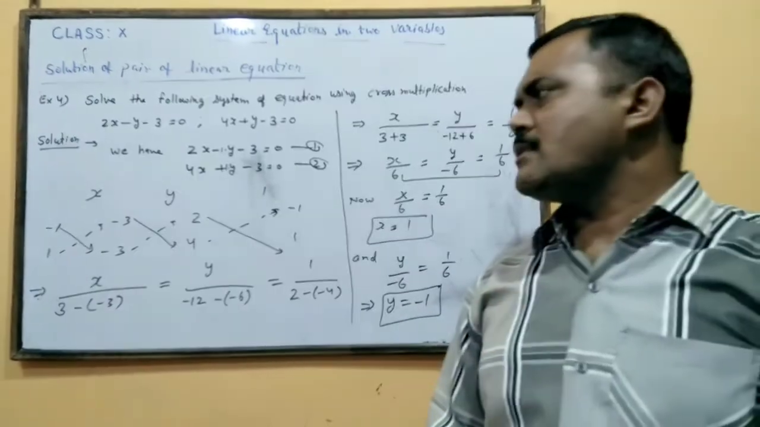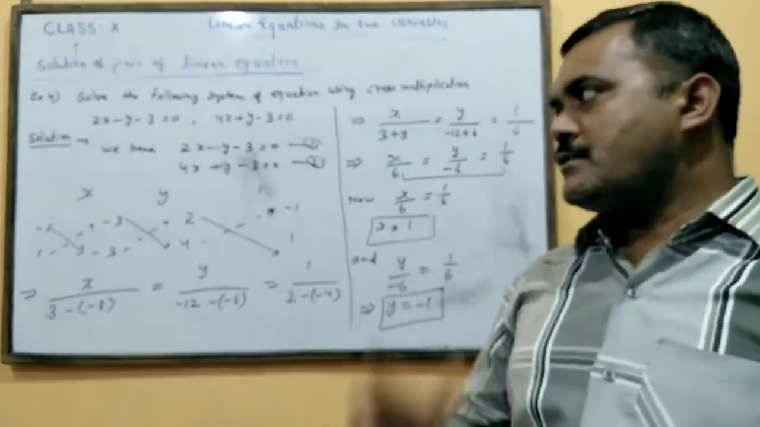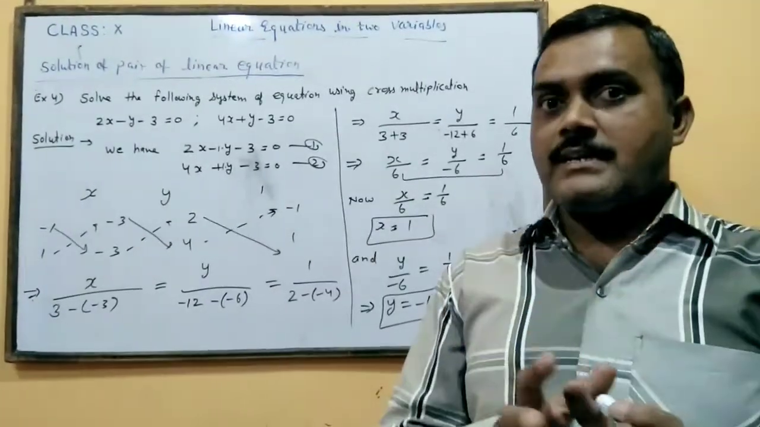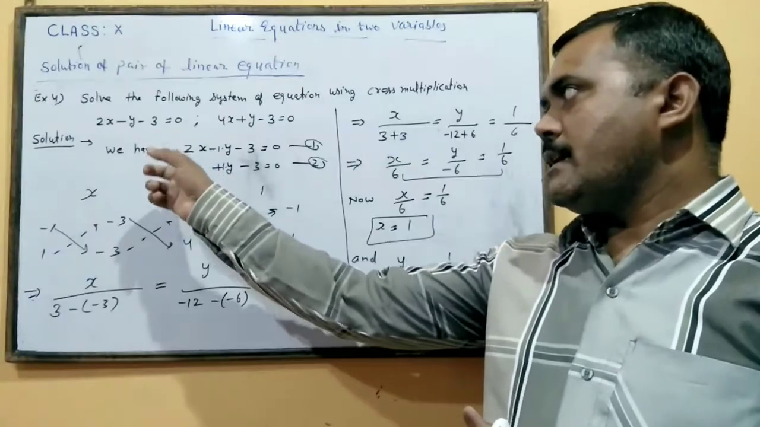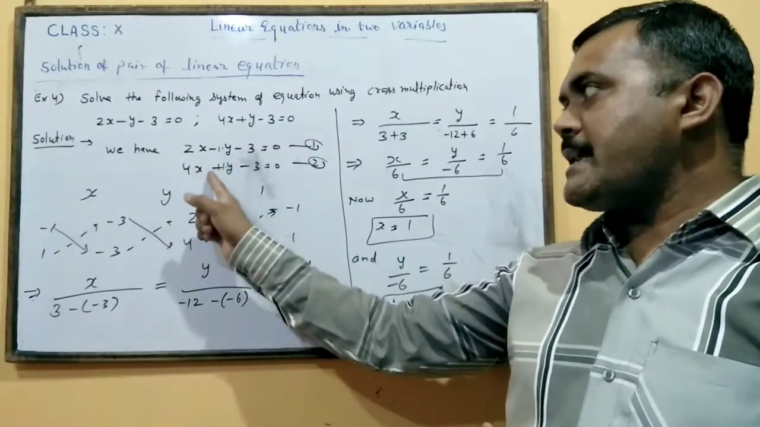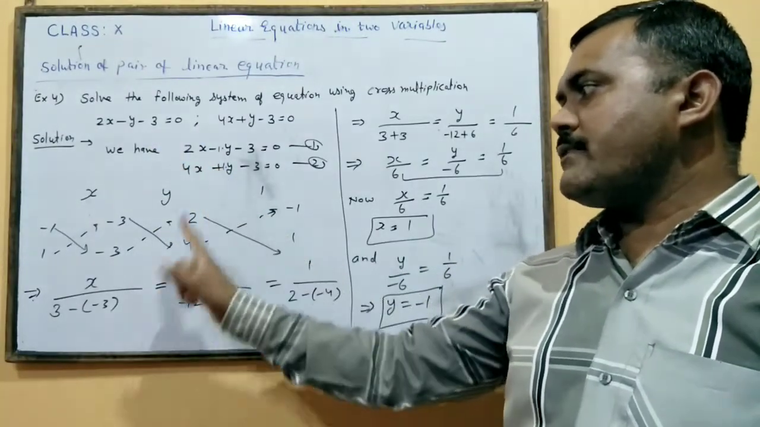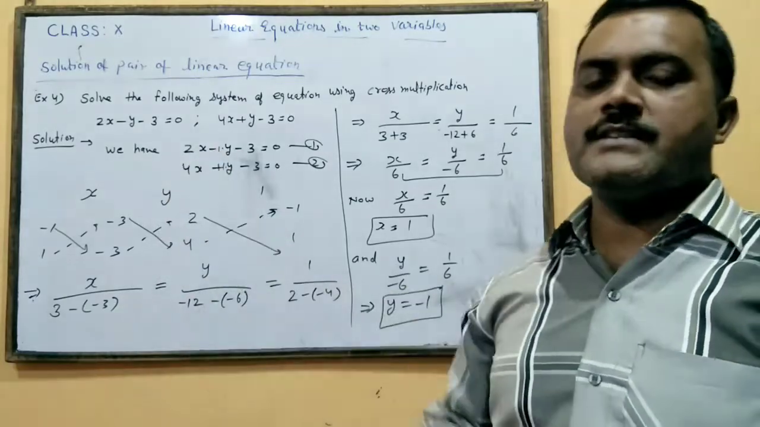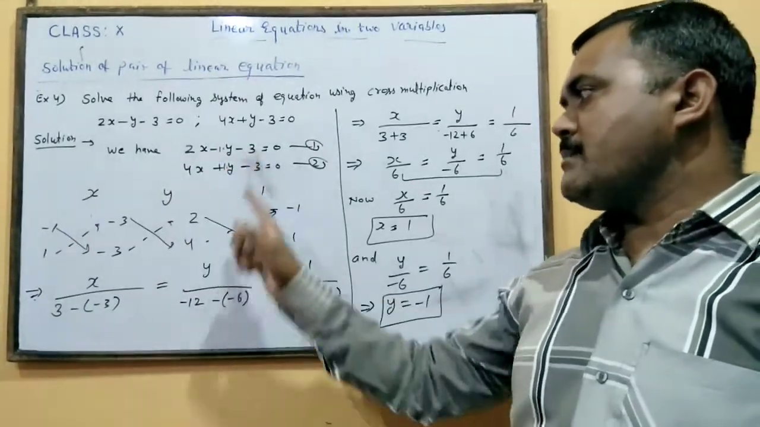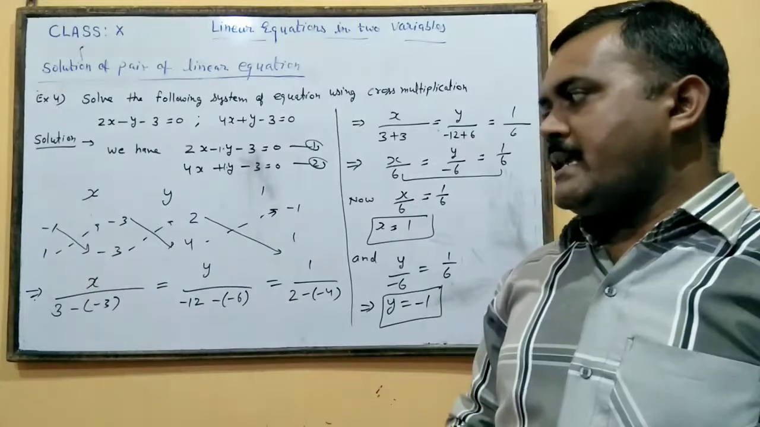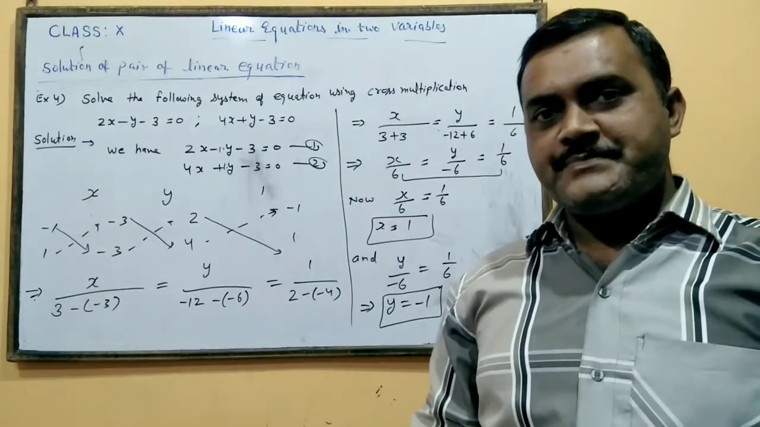So this is the method of cross multiplication. You need to remember how to find those coefficients. Here we are writing the coefficient with the sign. So if plus is there, we write plus. If minus is there, we write the minus with the sign, as we have written minus 3 in both the places. Hope this is clear.